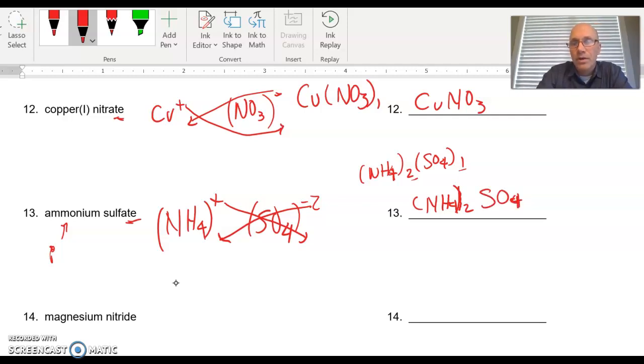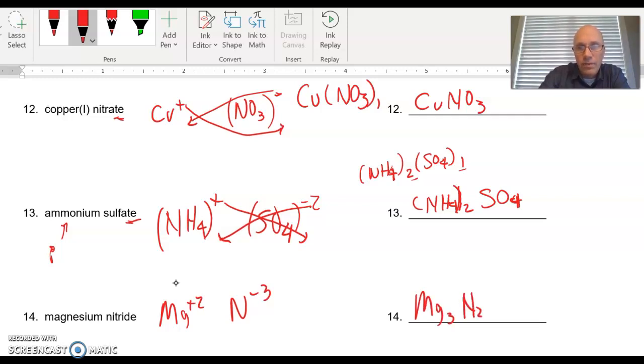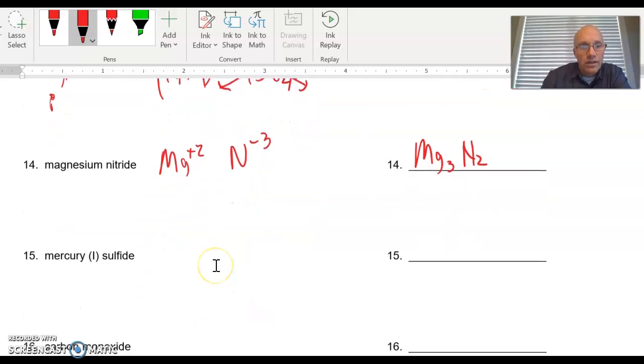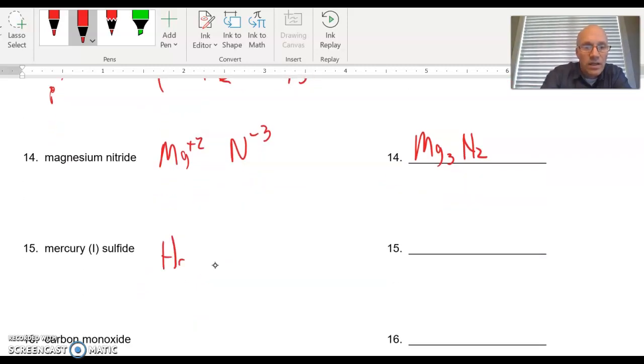I've been asked, is it okay if I leave the 1 in there? For this, you'd need to take it out. People would never leave that in there. All right, magnesium nitride. Mg+2. Nitride is N-3. We crisscross those, and we get Mg3N2.